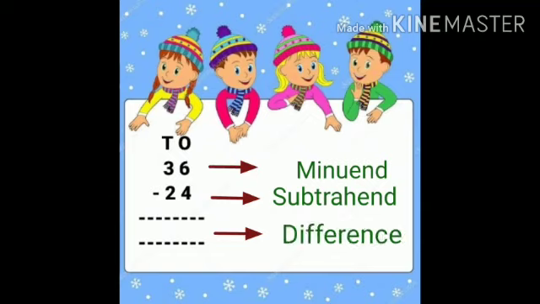Students, today we are going to understand and practice the subtraction of two-digit numbers without borrowing. Now, in this example, 36 is the minuend and 24 is the subtrahend. And the answer we get after subtracting these two numbers is called difference. Here 6 minus 4 is equal to 2 and 3 minus 2 is equal to 1. So 12 is the difference here.